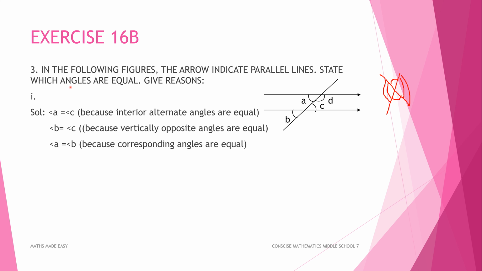So from these three pairs, we can say that A is equal to C, C is equal to B, and B is again equal to A. That means angles A, B, C are equal, right? So the angles at A, B, C, these three angles are equal.